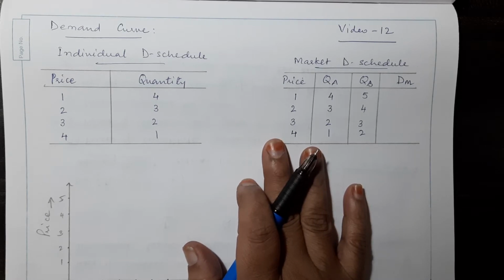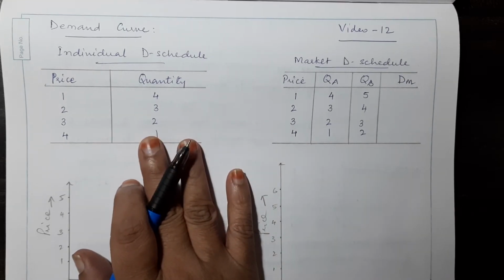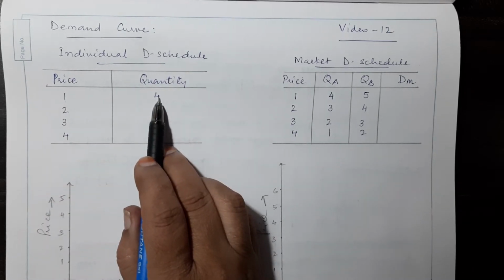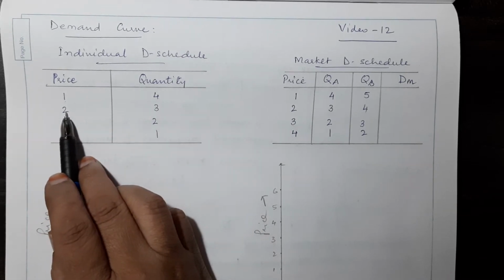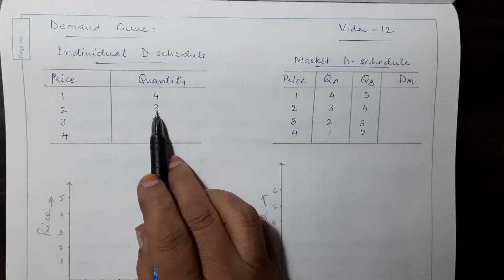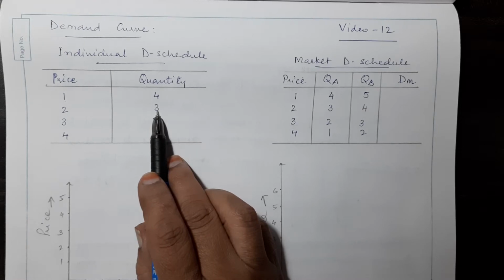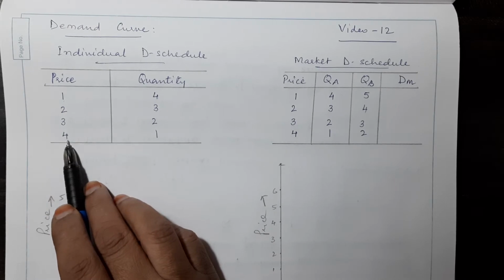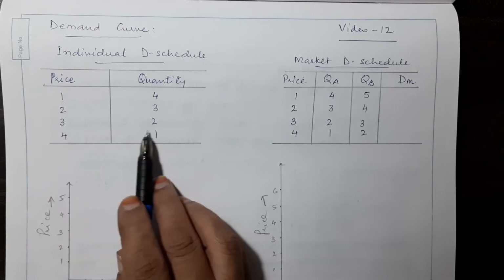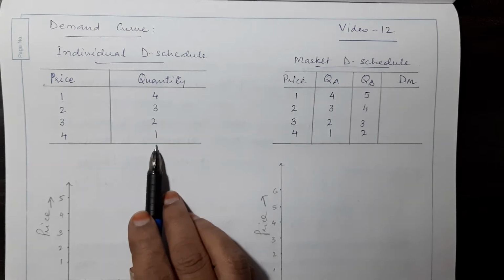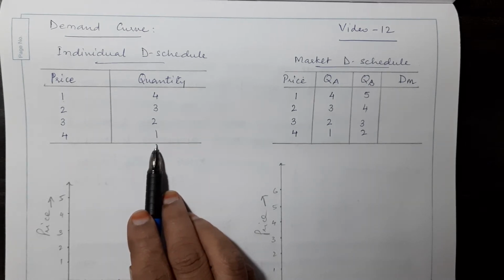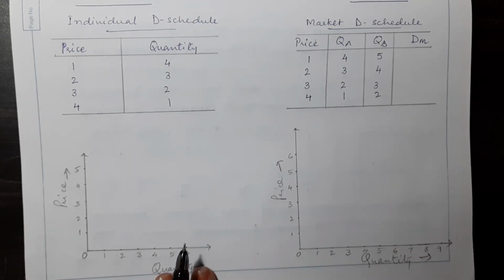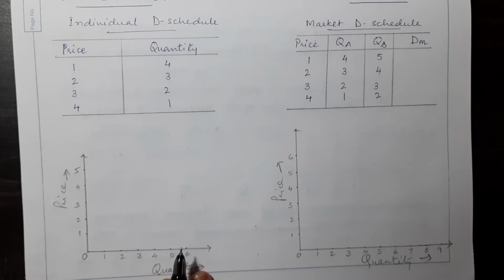Now let's look at the individual demand schedule. When the price is 1 rupee, the quantity demanded is 4 units. A further rise in price of the commodity decreases it to 3 units. And if the price increases further to 3 and 4 rupees, the quantity demanded reduces further to 2 and 1 respectively. Right? So let's now plot the graph to understand the demand curve for an individual.